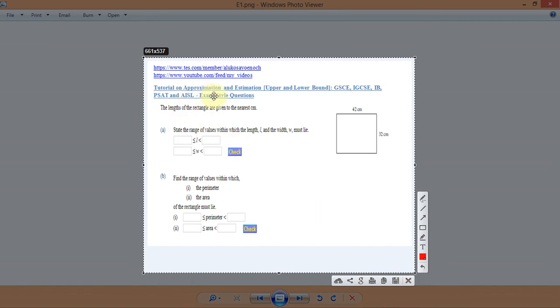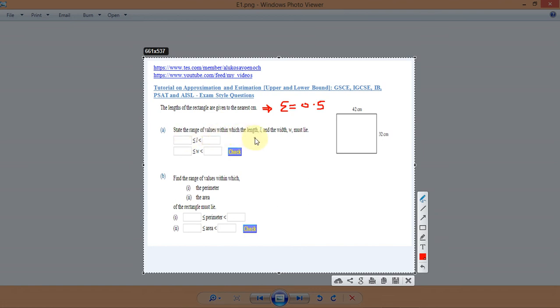So, a tutorial on approximation and estimation, upper and lower bound, GCSE, IGCSE, IB, PSAT, and AISL exam style question. If you look at this question now, the lengths of a rectangle are given to the nearest centimeter. From the board work, you know that all are to the nearest 1, so the error is 1/2, the place value over 2. That is 0.5 based on that question.